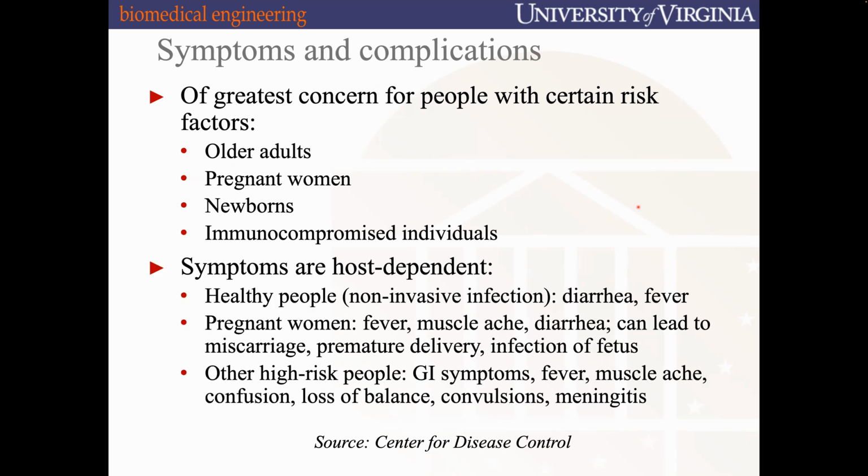For healthy people, the symptoms are generally transient. This bacteria is able to be fought off by your immune system, but you may have some GI problems like diarrhea and fever, maybe lasting a couple days. For pregnant women, this can escalate to muscle aches or problems with the fetus. And in other types of high-risk people, this can lead to that infection of the central nervous system, like I said, causing loss of balance or convulsions, even meningitis, which is just inflammation of the brain or spinal cord.